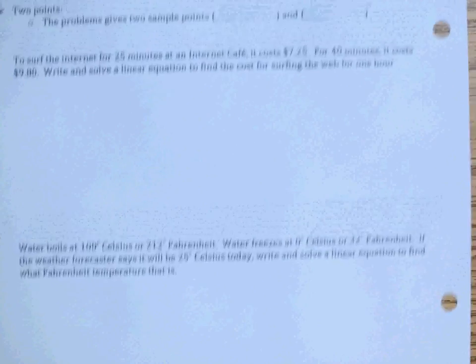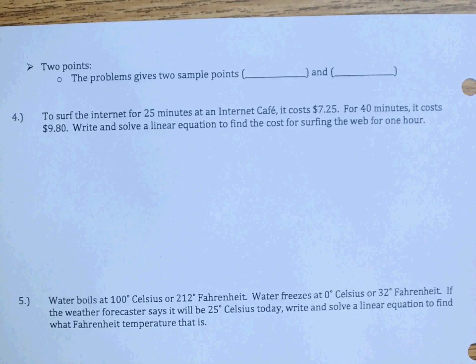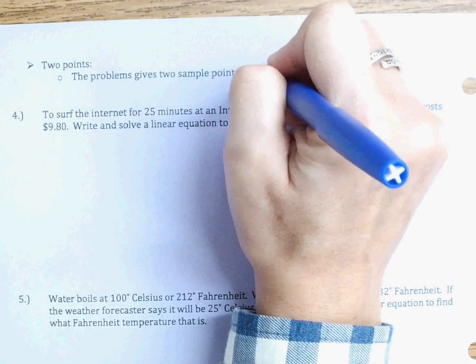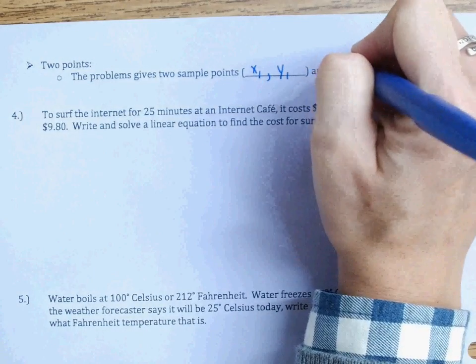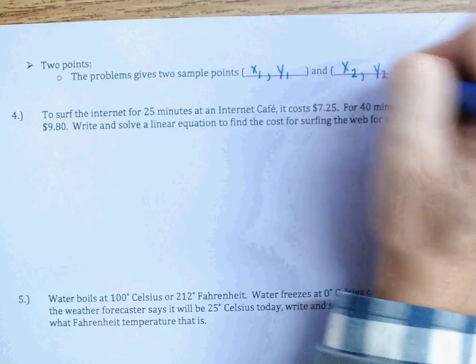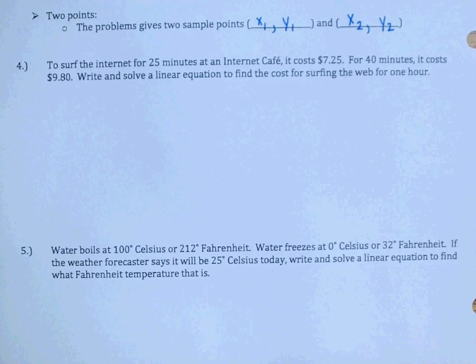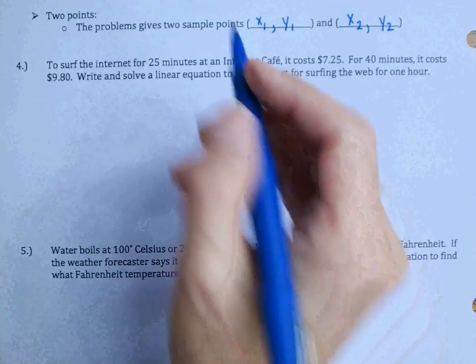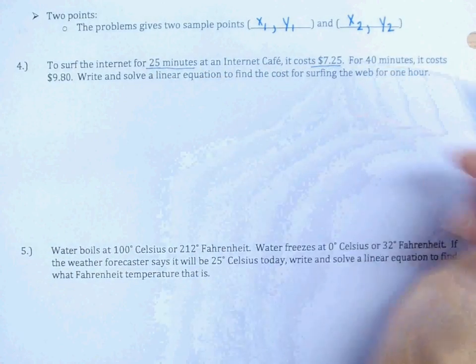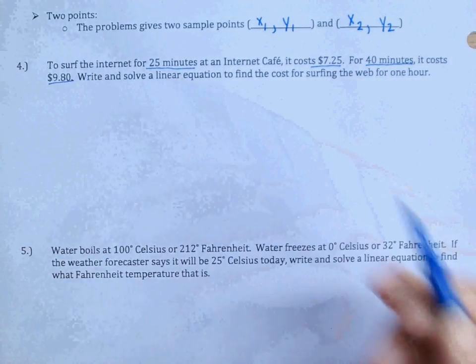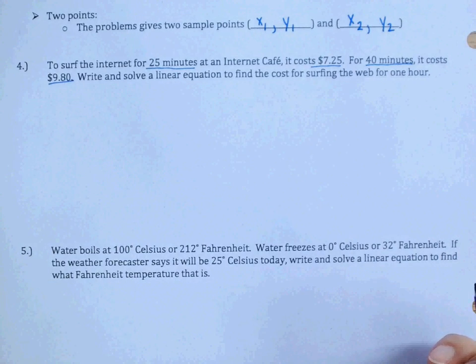And on the back, what we have here are 2 points. If the problem gives us 2 sample points, we're going to label that as x1, y1, and x2, y2. So let's go ahead and do the first 2. For number 4, to surf the internet for 25 minutes at an internet cafe, it costs $7.25. That'll be 1 sample point. For 40 minutes, it costs $9.80. That'll be our second sample point.